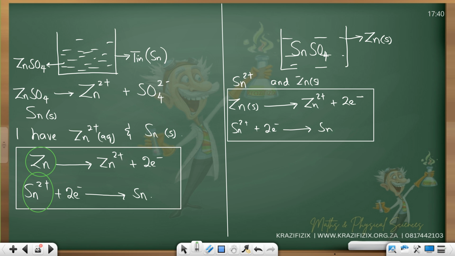It's 4 beautiful marks, and I will show you where the 4 marks are coming from. First, what did we do? We identified the species that we have. In this one, what do we have? Zinc aqueous and tin solid. Here on the right hand side, what do we have, my dear learners? Tin, which is aqueous. Is that fine? And then we have zinc solid. Anytime you compare tin and zinc, the reaction in the boxes would be my half reaction.